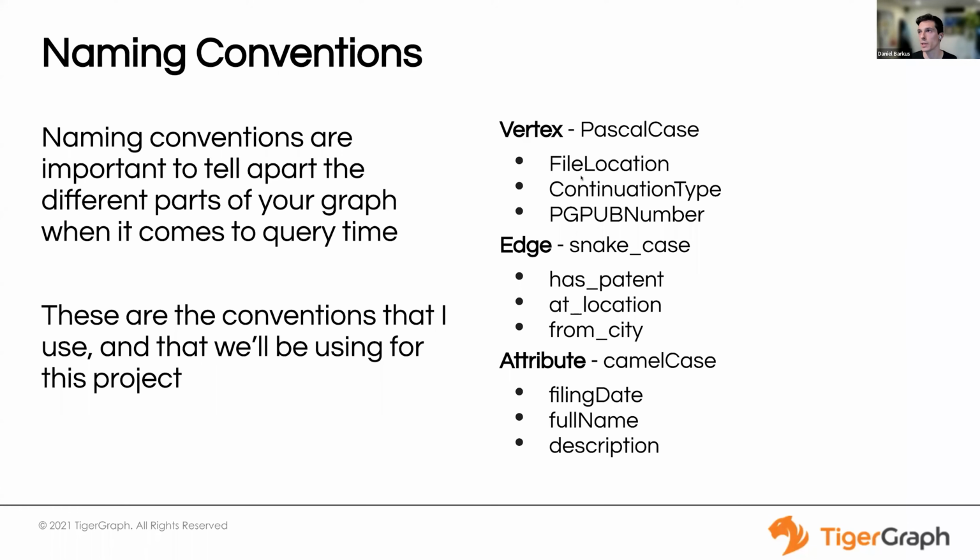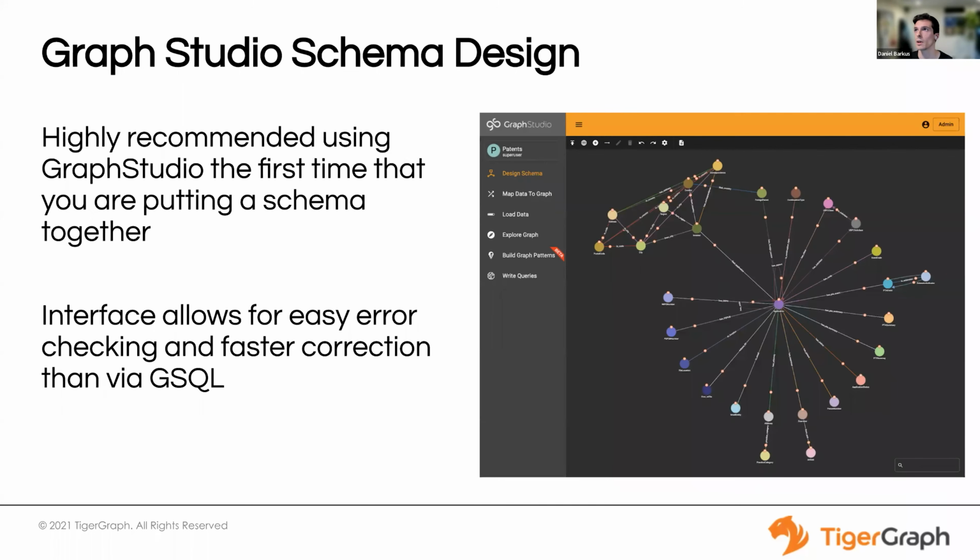So you can see some examples there of some of the vertex types that we'll be creating for this demo. Additionally, edges use snake case, which is just lowercase with an underscore between the words, and it allows you to easily see that that's an edge. And attributes, I use camel case. It looks somewhat similar to Pascal case, but you can tell that it's an attribute because the first letter is not capitalized. So that's just what I'll be using for this. Obviously, pick whatever naming conventions work best for you, but for the purpose of this demo, that's what I will be using. So let's jump right into things.